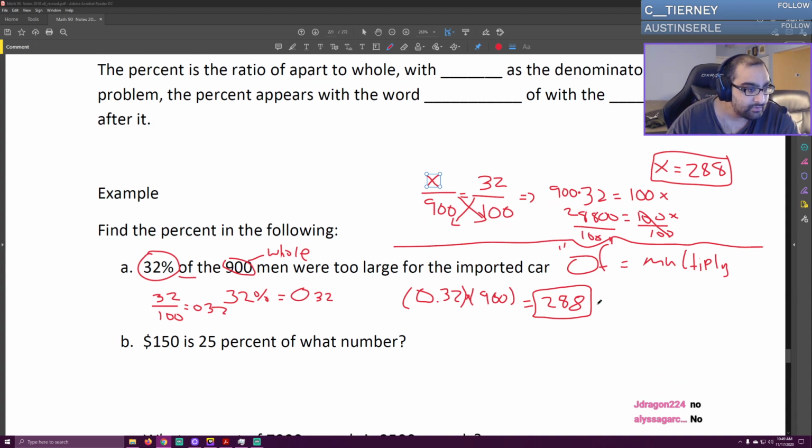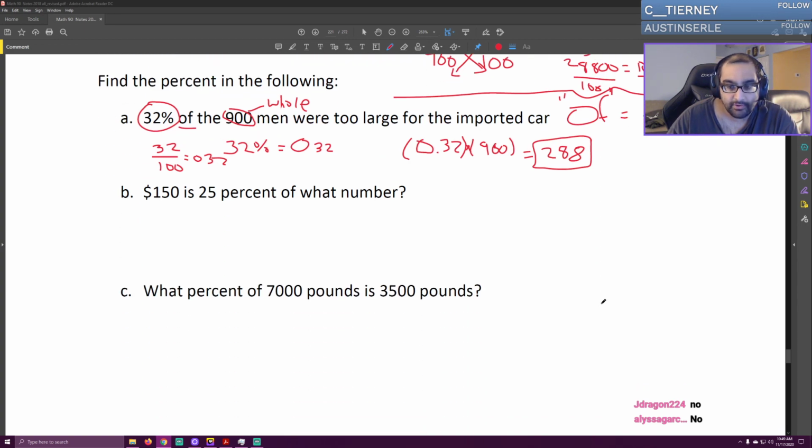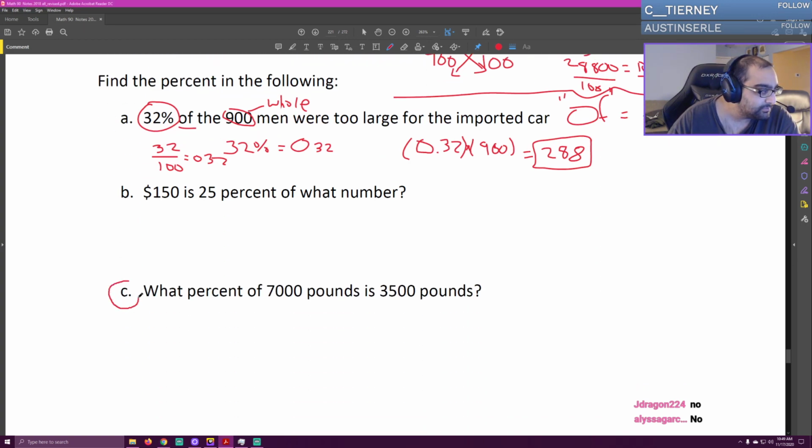Next, we're almost out of time here, but I want you to try one more example before we end this off. I want you to try letter C. What percent of 7,000 pounds is 3,500 pounds? Now this question isn't hard, but again, you want to talk about the setup. So can anybody give me an answer for letter C?